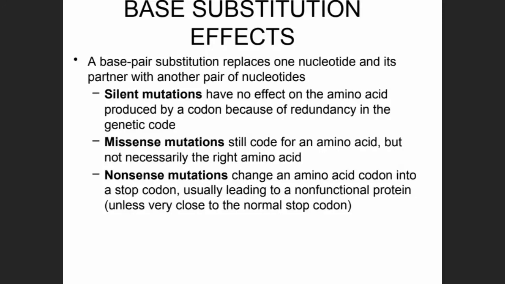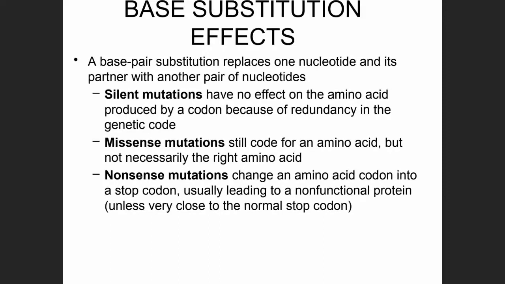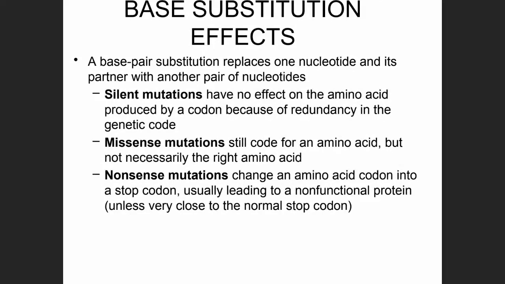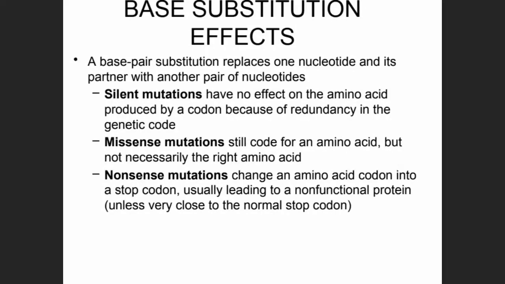Missense mutations still code for an amino acid, but not the right amino acid, and therefore change the sequence of my protein. Nonsense mutations, well, I got the start codon, and sadly, it's the stop codon that I got. That's nonsense. I didn't even make my protein. So I changed one amino acid to another, and it introduced a stop codon.